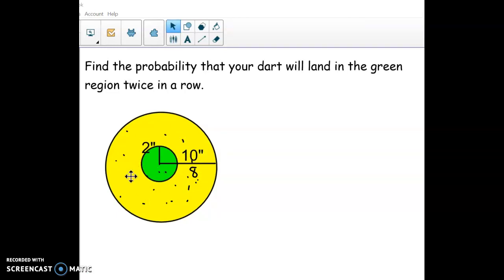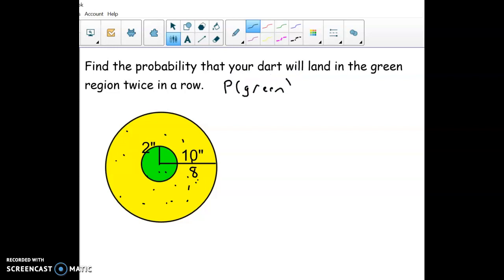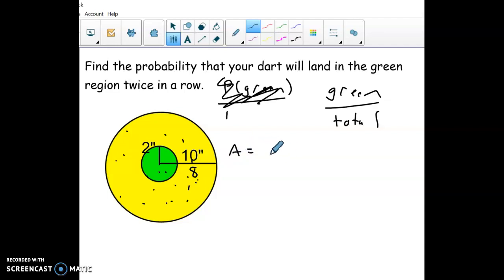All right, I redid the picture because it was driving me nuts. So to do this probability, I want to find the chances we end up in the green circle. So I just want to do the area for the green over the total area. Remember, area is just pi r squared. So I'm going to do pi times 2 squared, that's the green. So my green area is 4 pi.